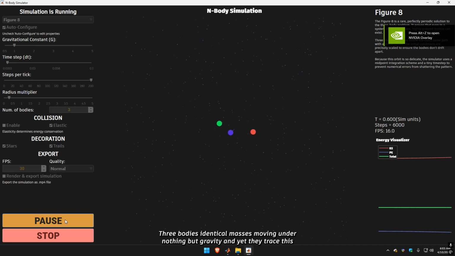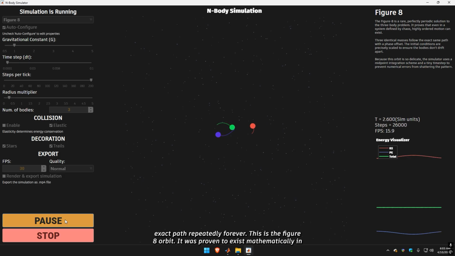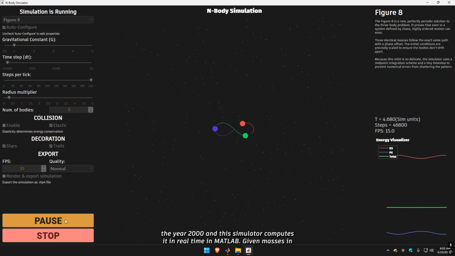Three bodies, identical masses, moving under nothing but gravity, and yet they trace this exact path repeatedly forever. This is the figure 8 orbit.